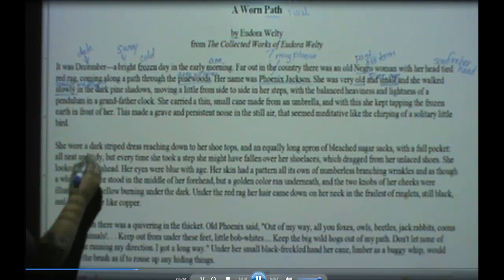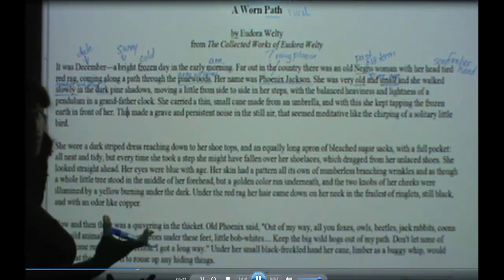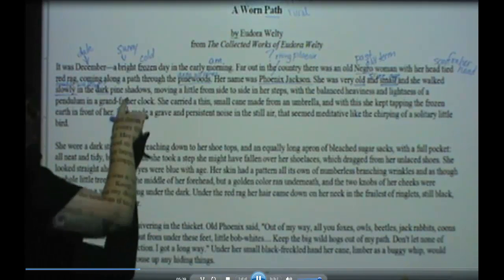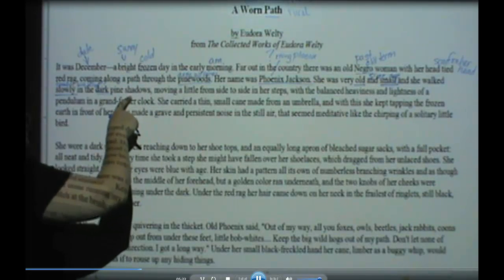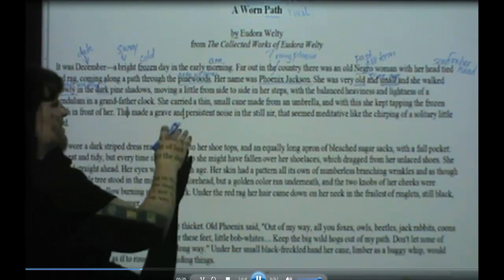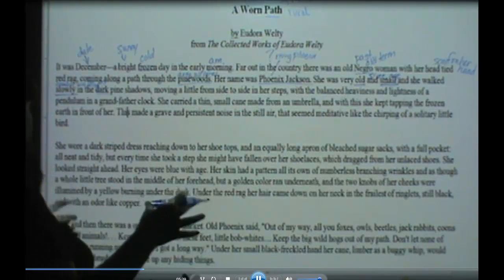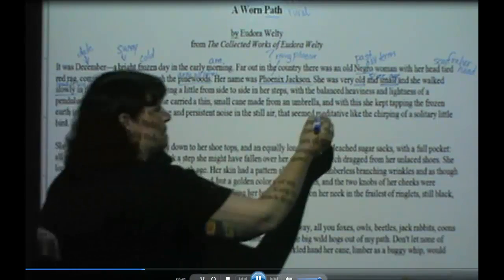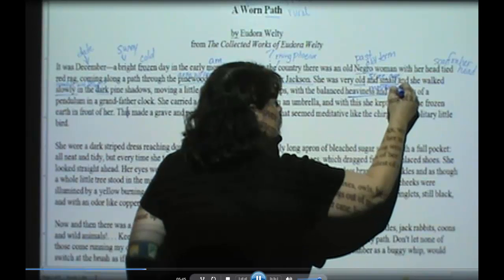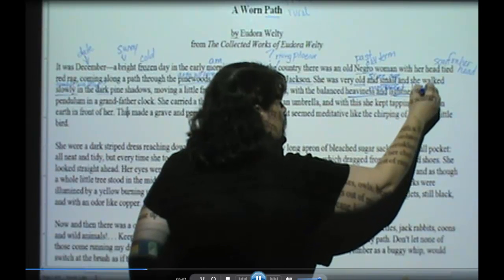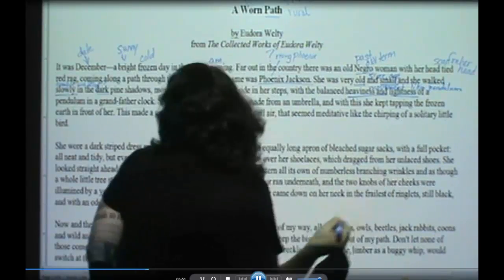In the dark pine shadows. So it's dark. This starts to lead me into some of the tone of the story. I mean, she said bright, frozen day here, but we have dark pine shadows. So that's an important thing. Moving a little from side to side with her steps, with balanced heaviness and lightness of a pendulum. So that heaviness and lightness give us movement. Like that pendulum, right? It's a nice image.